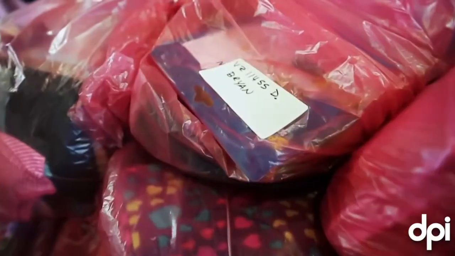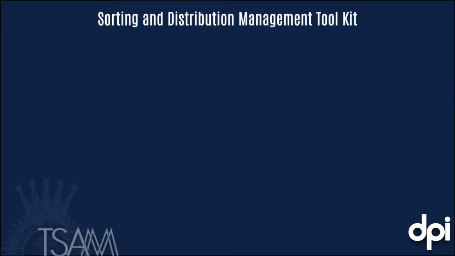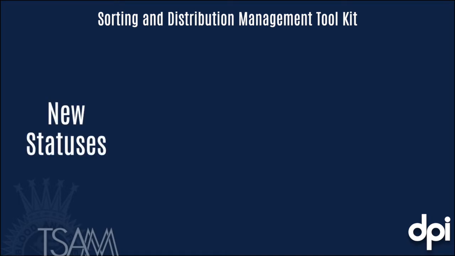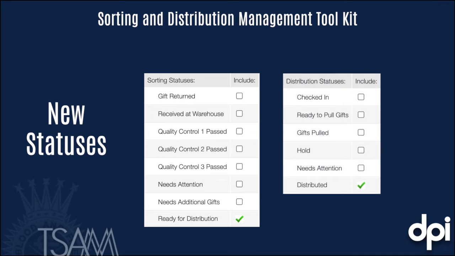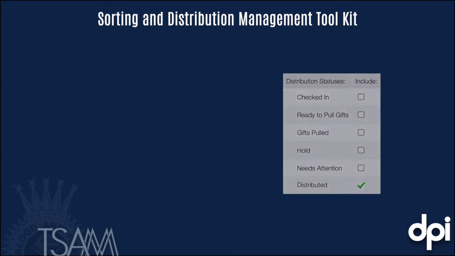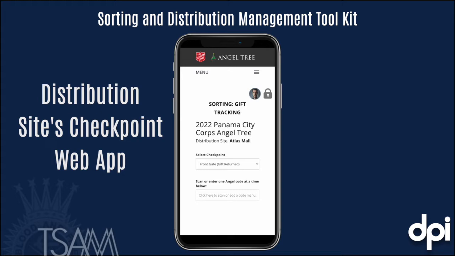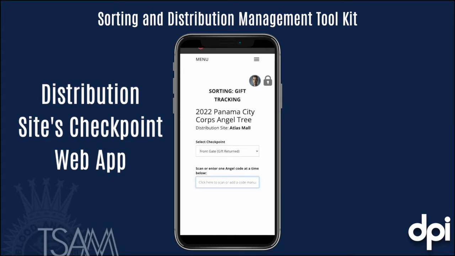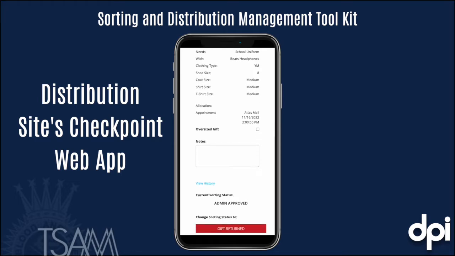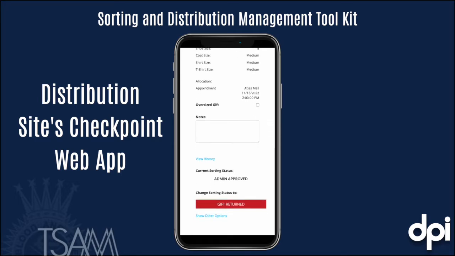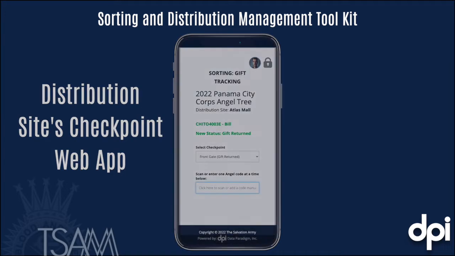The Sorting and Distribution Management Toolkit introduces 3 new components into TSAMM Angel Tree. First, we've added 2 new sets of statuses, which we are calling sorting statuses and distribution statuses. These allow for better tracking of your gifts and families prior to and during distribution. Next, the distribution site Checkpoint web app gives staff and volunteers the ability to track your gifts and families from anywhere, whether on a mobile device, tablet, laptop, or any other device with a web browser.